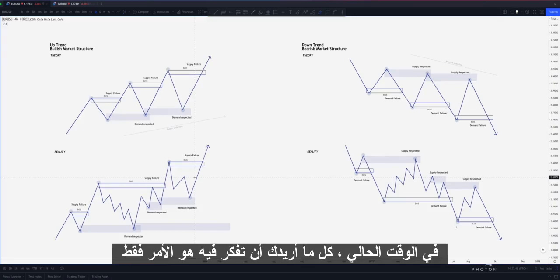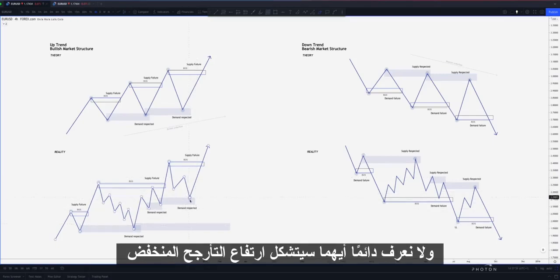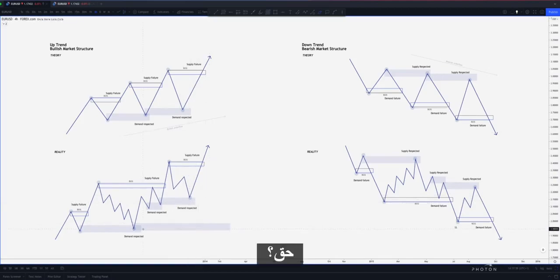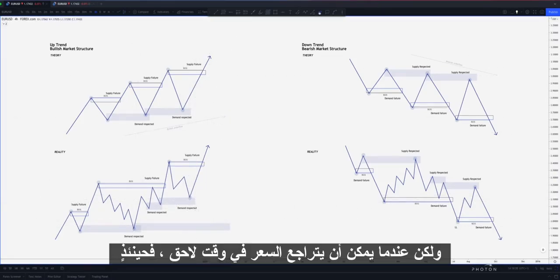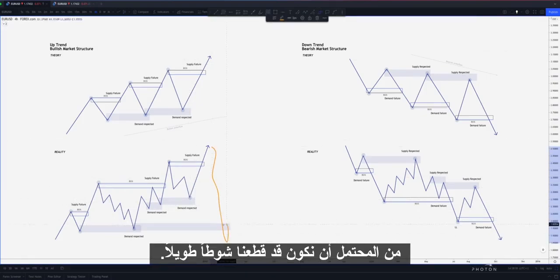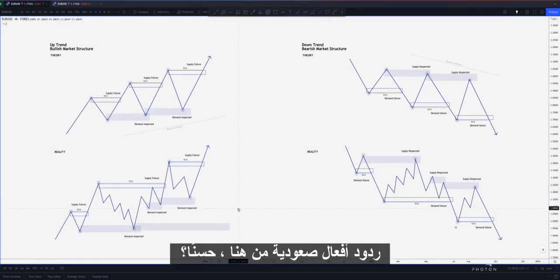But for right now, all I want you to think about is that sometimes there will be multiple areas of demand, right? And we don't always know which one the swing high low is going to form and continue that next move, right? And this demand zone down here, as we can see, wasn't used for now, but when price comes back down at a much later point, then potentially, I've drawn that a bit too far, but when price comes back, we can look for potential bullish reactions from down here, okay?